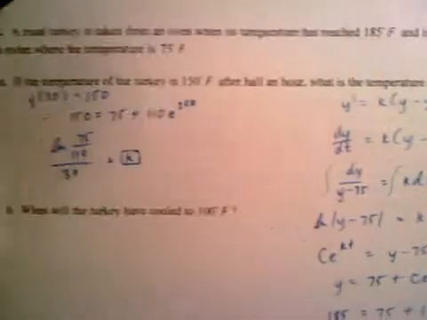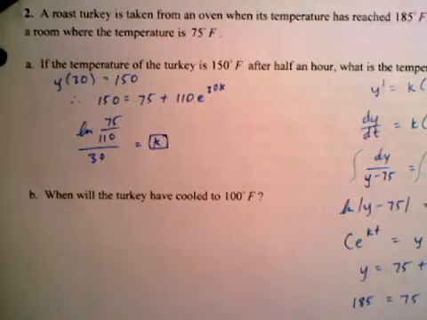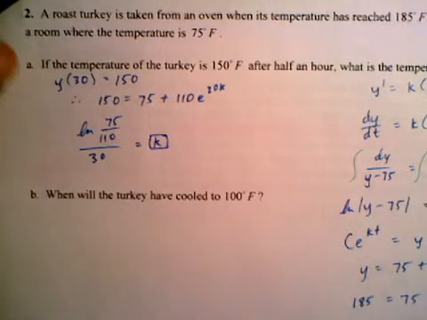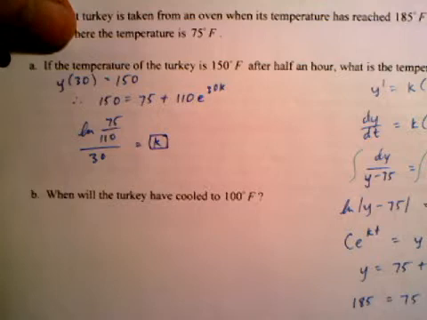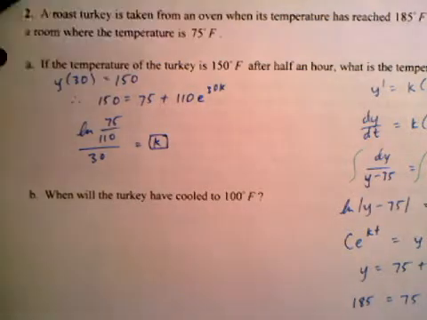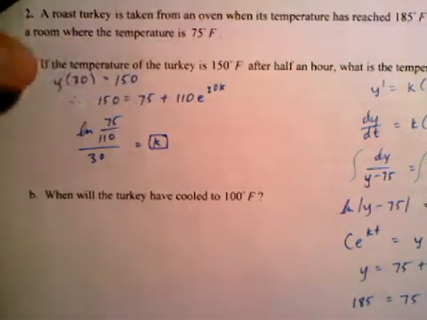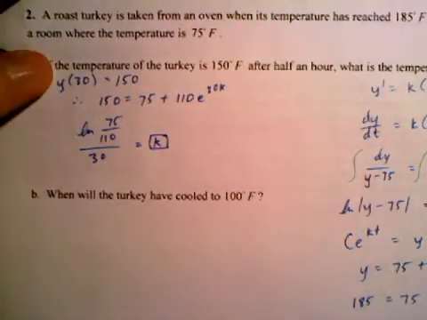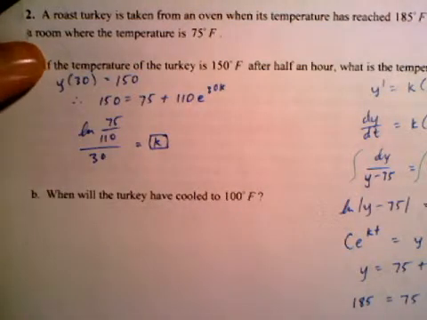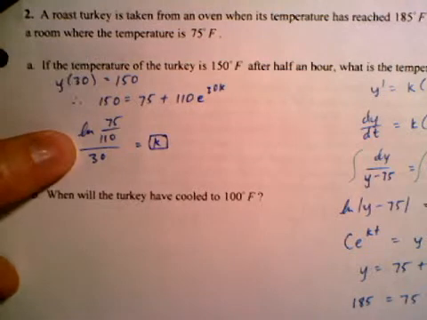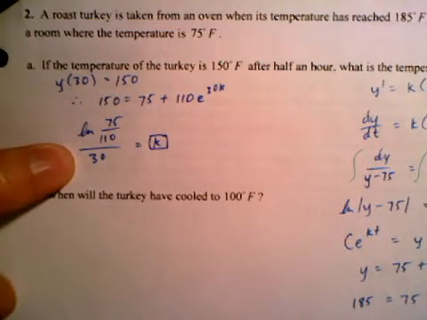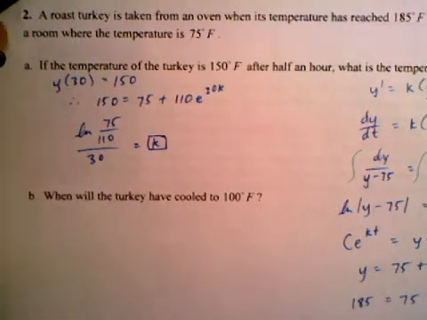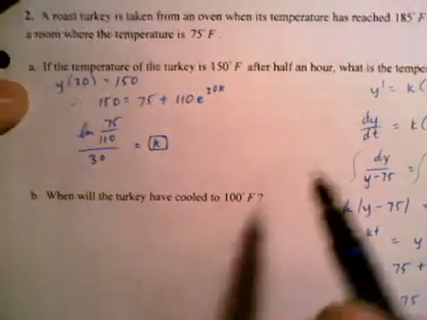And I'm going to move this over. Part A says that if the temperature of the turkey is 150 after half an hour, I convert that to minutes because I've got 45 minutes here, so I'm going to make everything in terms of minutes. Pause the video until you understand how we get k. I've already stored that on my calculator, so let's proceed.